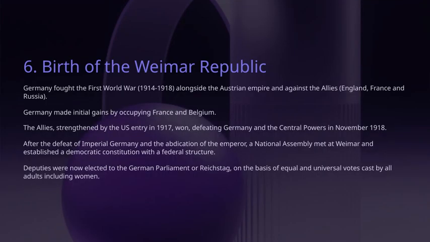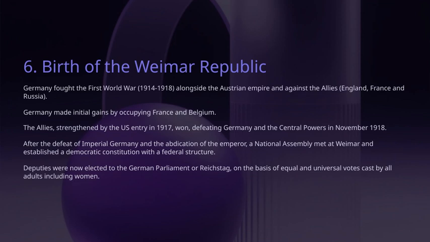So, to understand the birth of the Weimar Republic, we need to look at Germany's role in World War I. Germany fought alongside Austria-Hungary against the Allies, which included countries like England, France, and Russia. In the early stages of the war, Germany actually made some significant gains, such as occupying parts of France and Belgium. But as the war dragged on, the tide turned. The Allies, especially after the United States entered the war in 1917, gained strength. By November 1918, Germany was defeated, and the Central Powers, which included Germany, had to surrender.